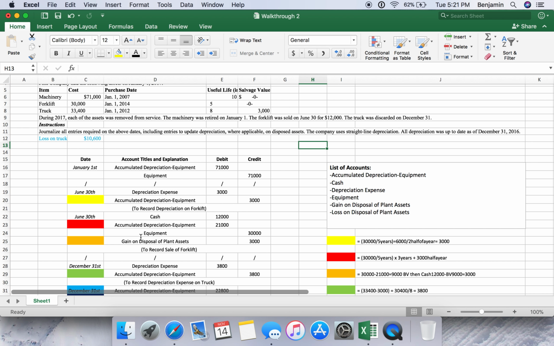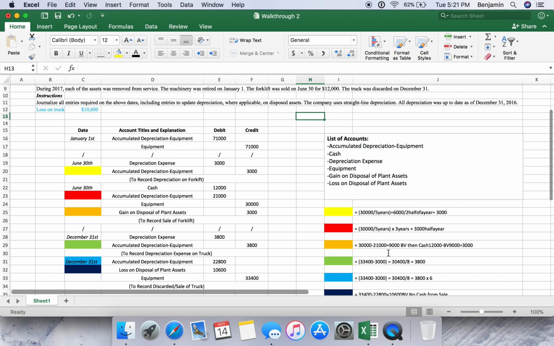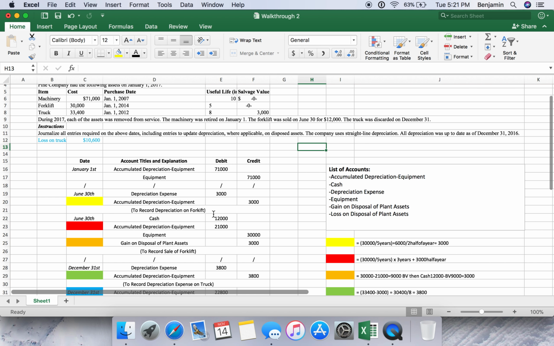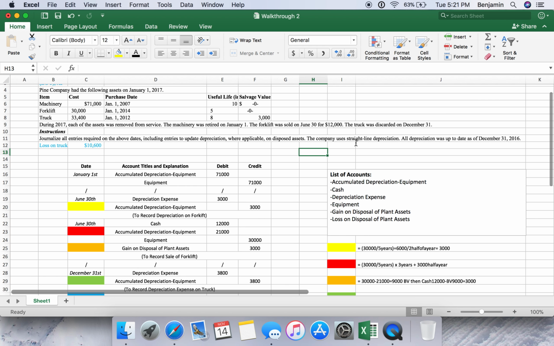The last thing we need to do is the gain on disposal of plant assets. We take the 30,000, which is the equipment cost, and subtract the accumulated depreciation, which gives us a 9,000 book value. That's what it is worth on our books. Then we sold it for 12,000, and we subtract the book value of 9,000 from the 12,000 that we got, and we find that we had a $3,000 gain on the disposal of plant assets, or the forklift.